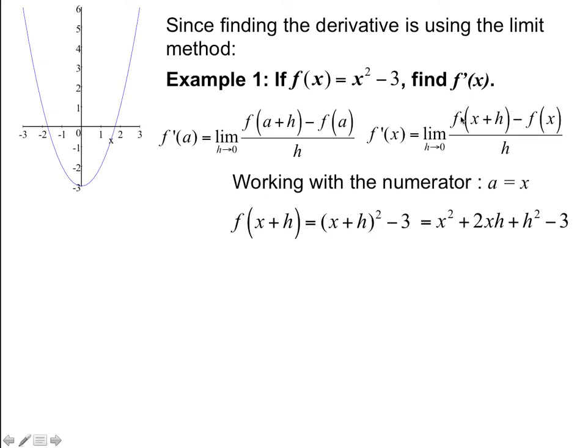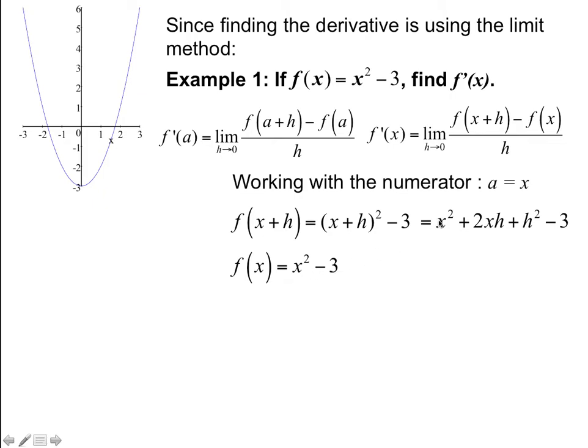Okay, so now we need this second slot in the numerator. So f of x is just the function itself, x squared minus 3. Putting x in where x is just going to give us the same thing. So you might notice a few things between these two statements. This statement is going to go here. This statement is going to go here. And if you notice, if we subtract the two, the 3's are going to go away, and the x squareds are going to go away.